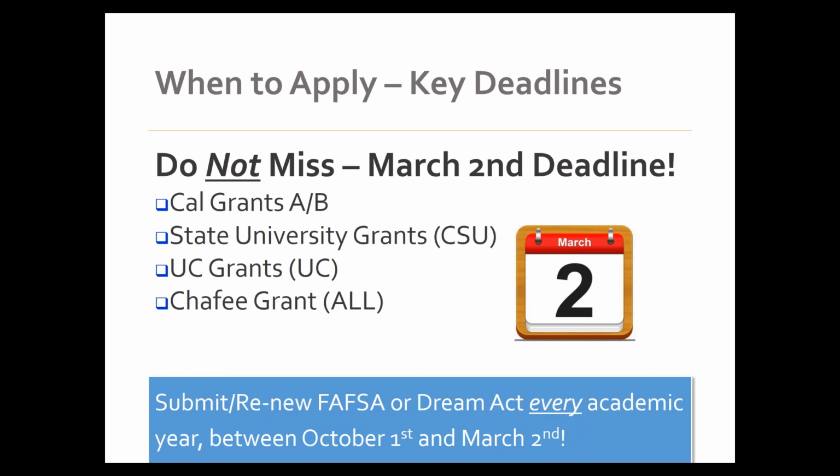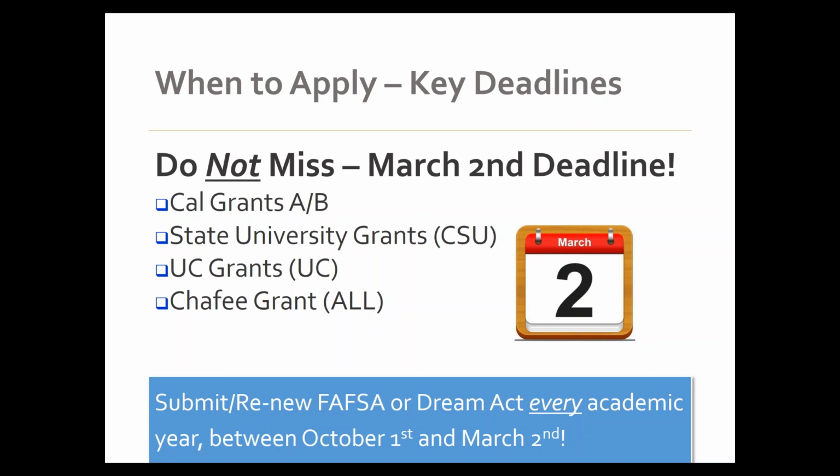For example, the Cal Grant A or B, the State University Grant, which is, again, California. These are all California grants. And then you have the UC grants, then, of course, your Chafee grant. Again, Chafee grant, even though that's a separate application through the California Student Aid Commission, you want to make sure your students get that application submitted by March the 2nd as well.